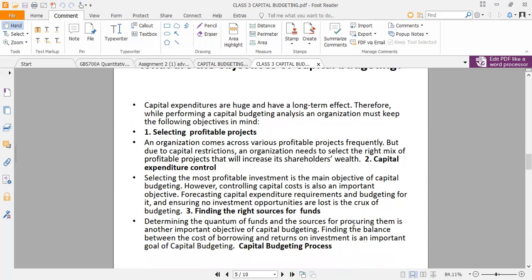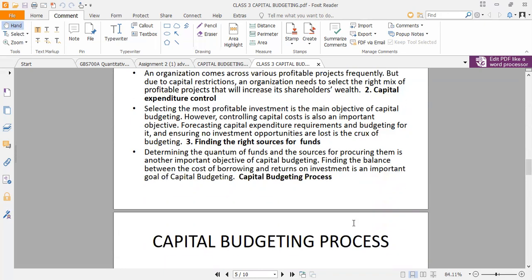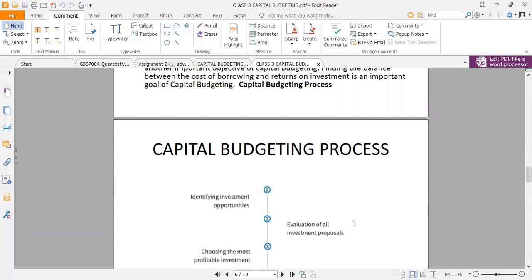Then we get to the last one, where we're looking at finding the right sources for funds. That's another objective. Determining the quantum of funds and sources for procuring them is another important objective of capital budgeting. This is, of course, finding the balance between the cost of borrowing and the returns on investment, which is an important goal of capital budgeting.